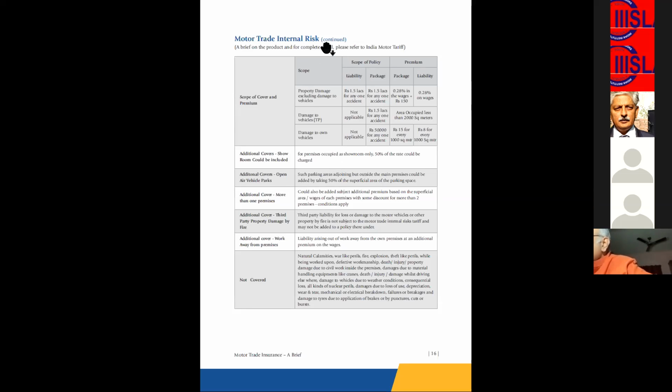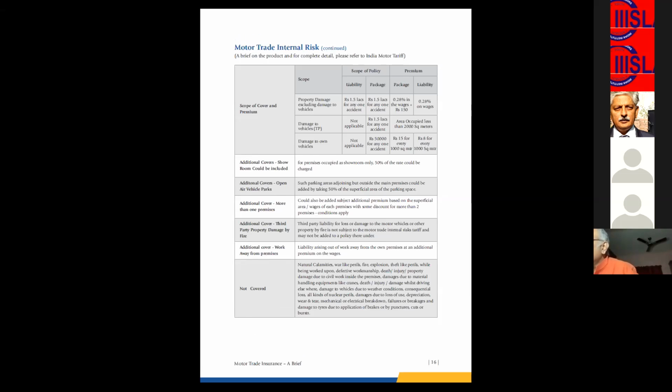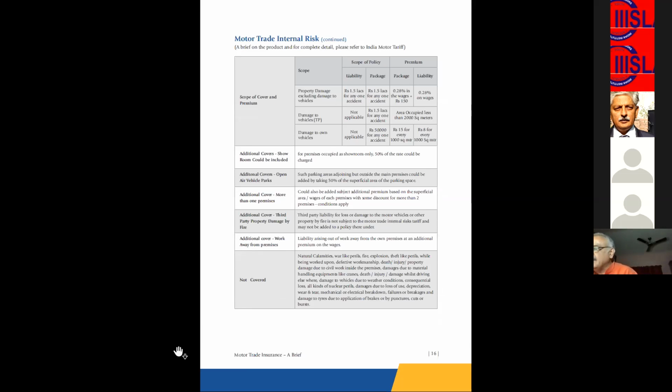You can also add more open air vehicle parks, which is just above that. Such parking area adjoining but outside the main premises could be added by taking 50% of the area. That could also be added. So the main dealership, workshop, showroom, nearby parking area, either covered or not covered, could be added. But if it is beyond certain kilometers and distance, you have to take a separate motor trade internal risk policy. Please read these three boxes, which will be very clear.